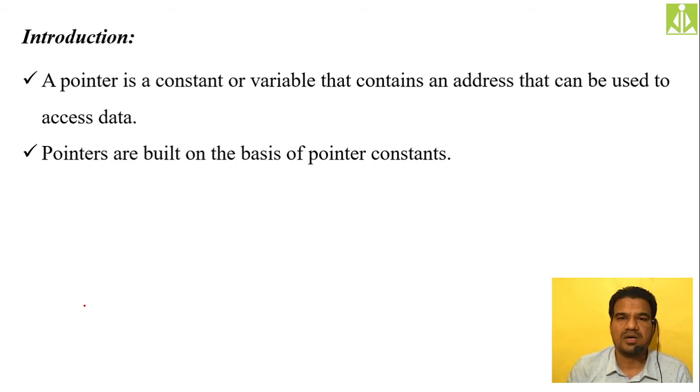Okay. In that same way, whenever we are talking about pointer constants, we set that in a computer we are going to have different memory locations, and all those different memory locations are going to have their own addresses. So when we are talking about pointer constants, we are talking about those addresses only. Pointer constants are nothing but the addresses of the memory locations, and they are fixed.